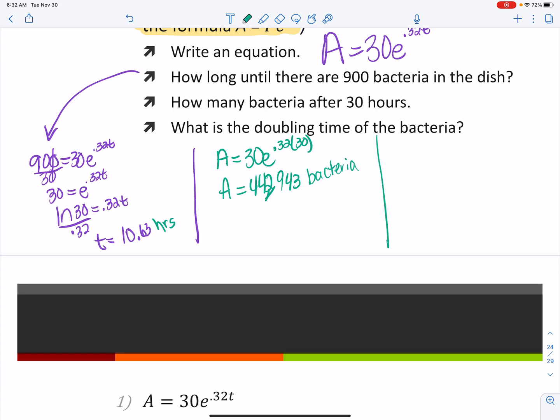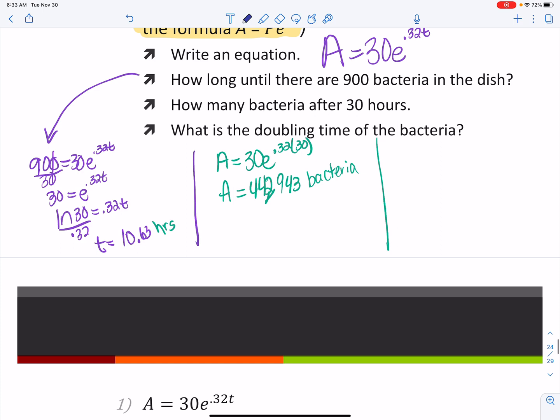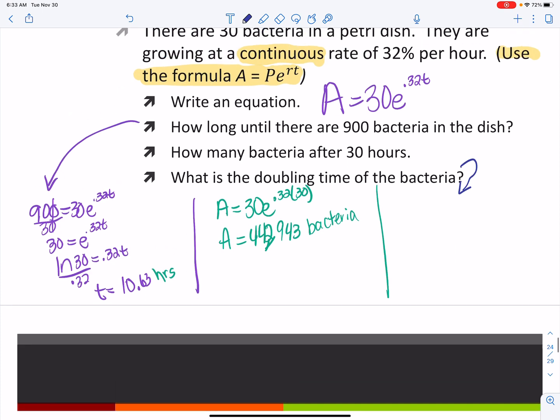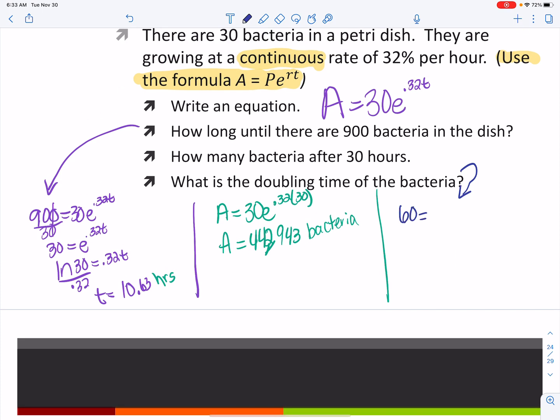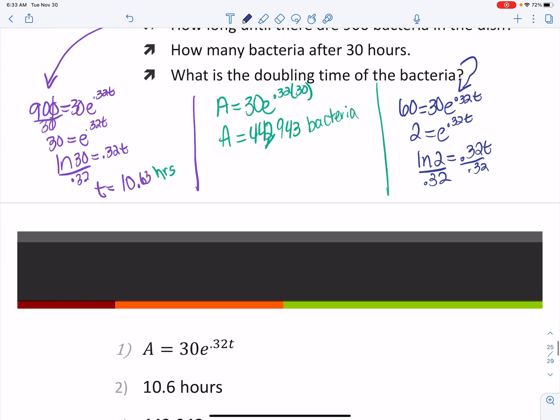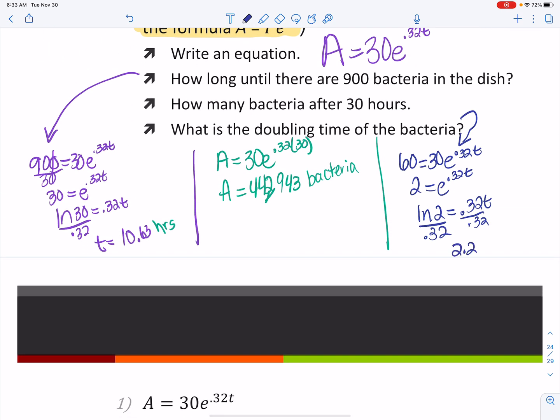Okay. And then what is the doubling time of the bacteria? So we did doubling time on your project. It started with 30. So that means we're trying to find out how many hours it takes to get to 60. So I divide by 30. And so then I'm going to do the ln of 2 equals 0.32t. And I'm going to divide by 0.32. And I'm not going to try to work my technology that isn't working. And my answer was 2.2 hours. So every 2.2 hours, it's going to double. Okay?